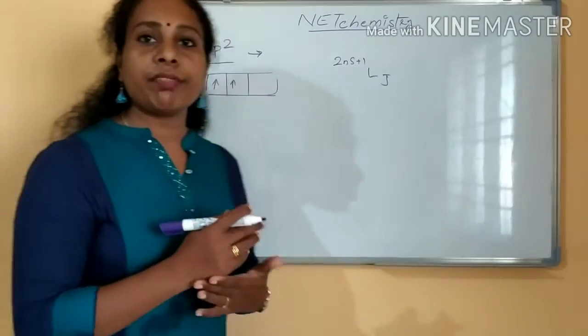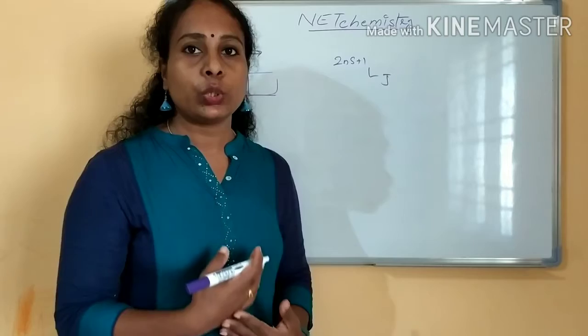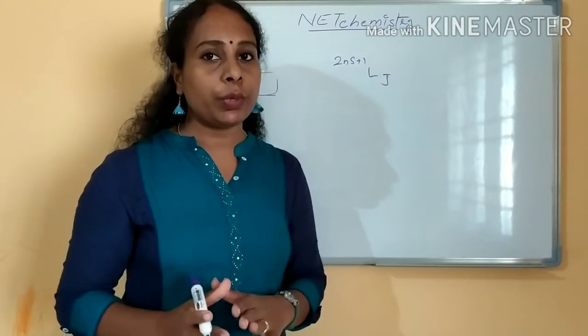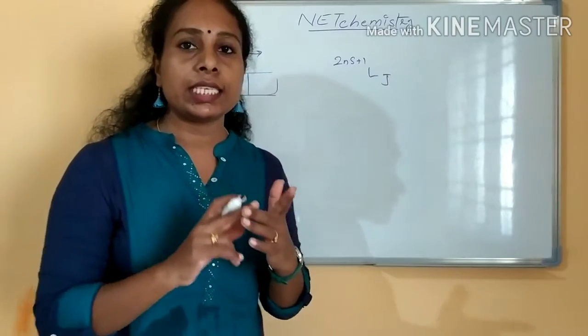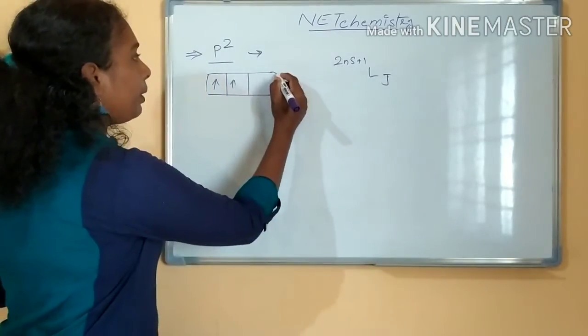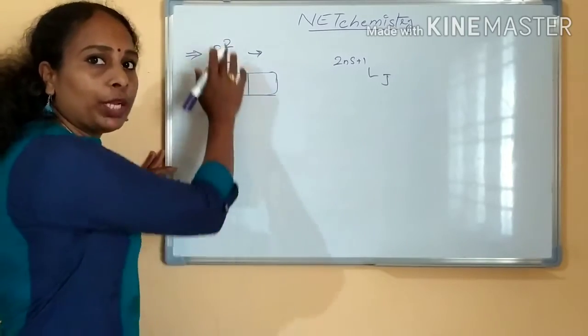Yes. Next we will see the p2 configuration. Okay, what is the p2 configuration? The carbon family has p2 outer electrons, right? Carbon, silicon, germanium, tin and lead, right? We will see what is the atomic term symbol for the carbon family or p2 configuration.